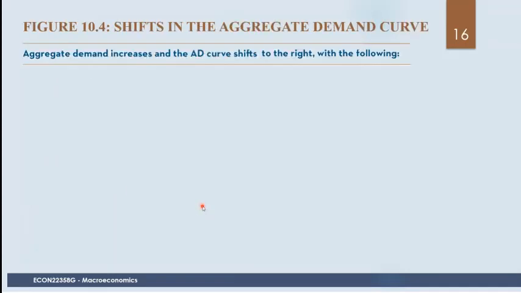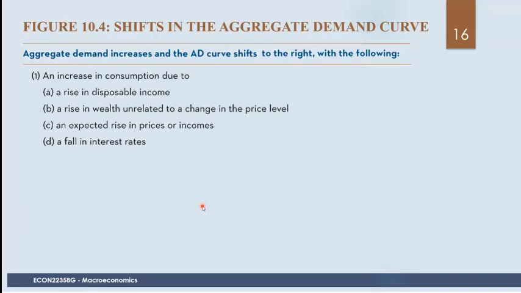Okay, so now let's talk about shifts in the aggregate demand curve. The aggregate demand curve shifts to the right with the following. So again, this is sort of related. You can think of the C plus I plus G plus net exports. So the first one here is an increase in consumption due to a rise in disposable income, a rise in wealth unrelated to a change in the price level, because that's already on the diagram, and an expected rise in prices or incomes, or a fall in interest rate.